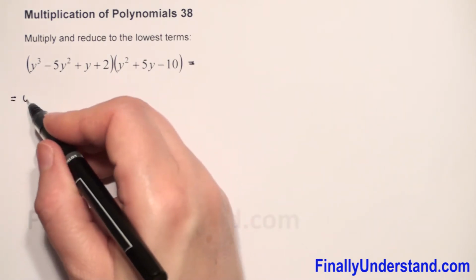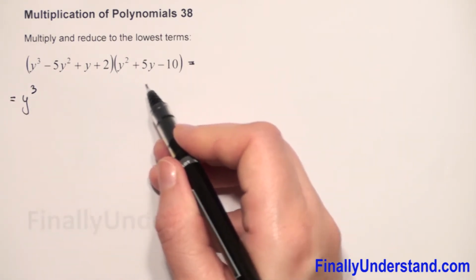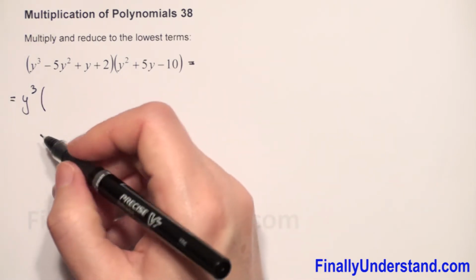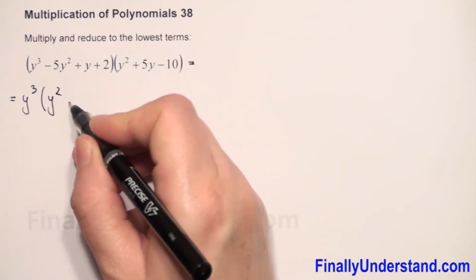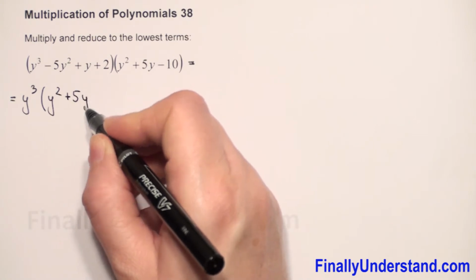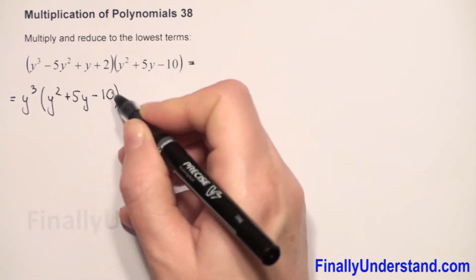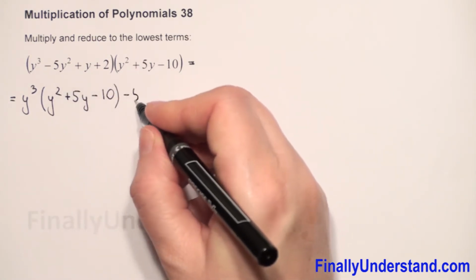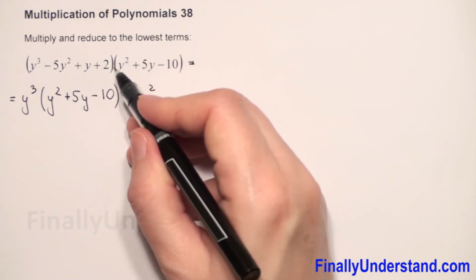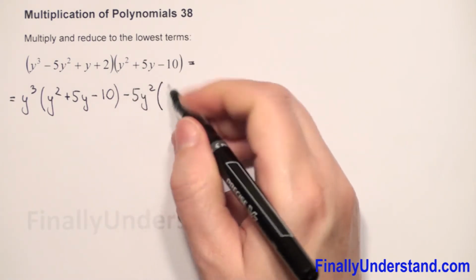First we have y cubed. We have to multiply by this whole expression in the parenthesis. So let me copy this: y squared plus 5y minus 10. Next we have negative 5y squared, and again by this whole expression in the second parenthesis.